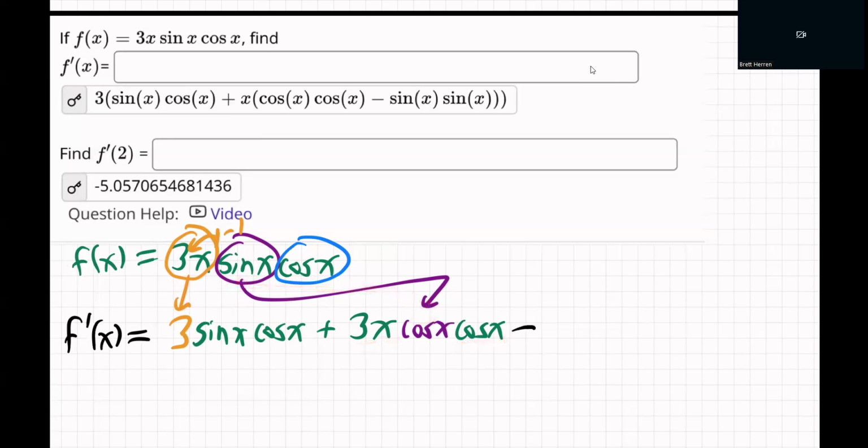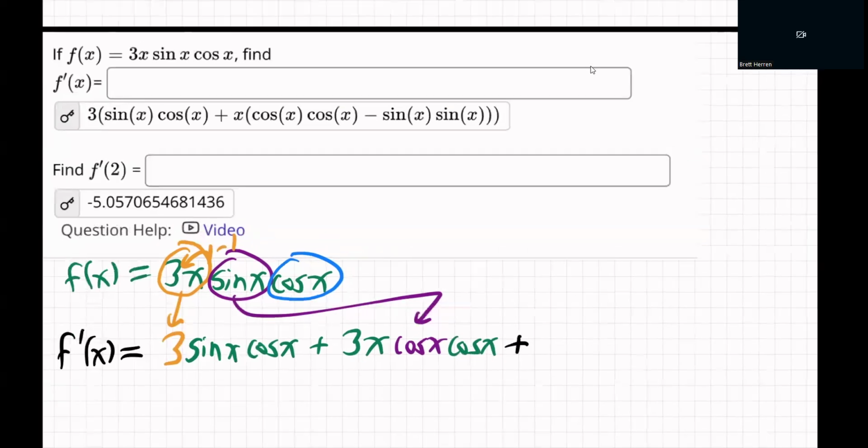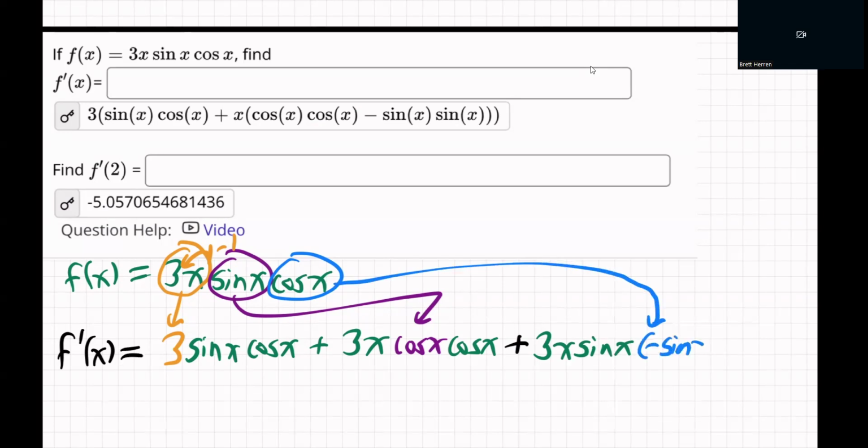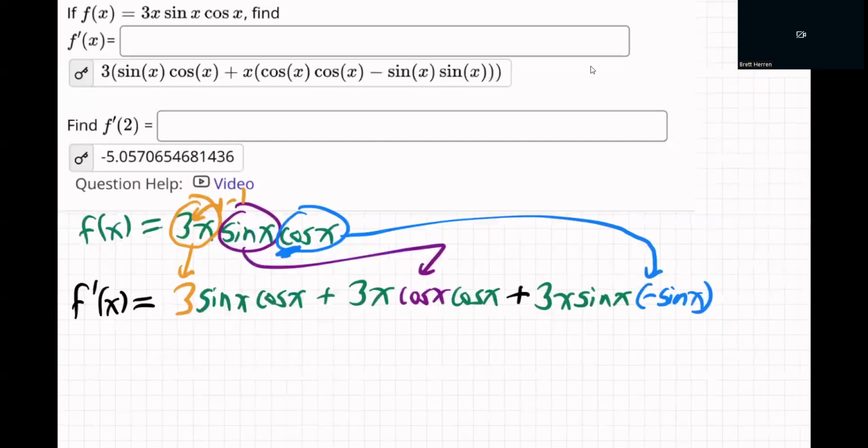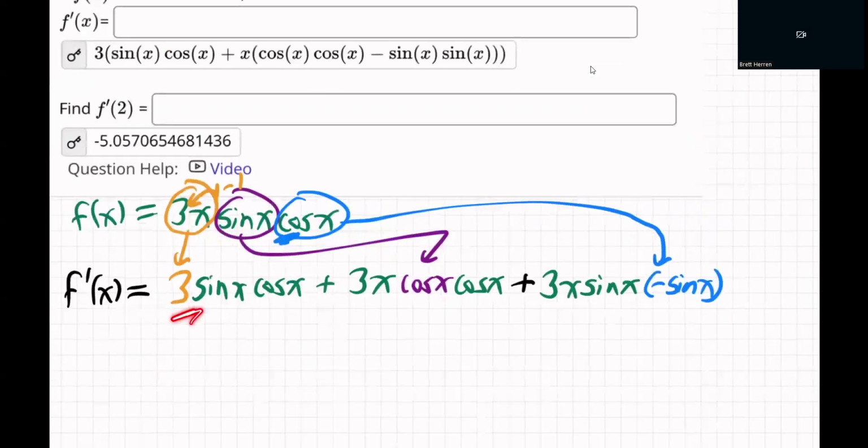And now it's the last one. So the 3x in the front and the sine x stay as they are. And now it's the derivative of cosine, which is what? Negative sine. Derivatives of all cofunctions are negative. So they take turns. There's three of them. The first one went first, then the second one, then the third one, right?